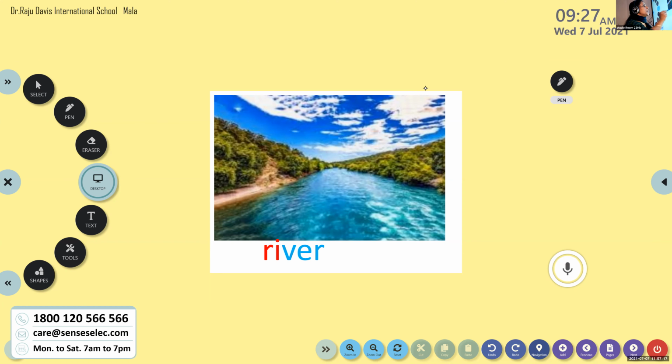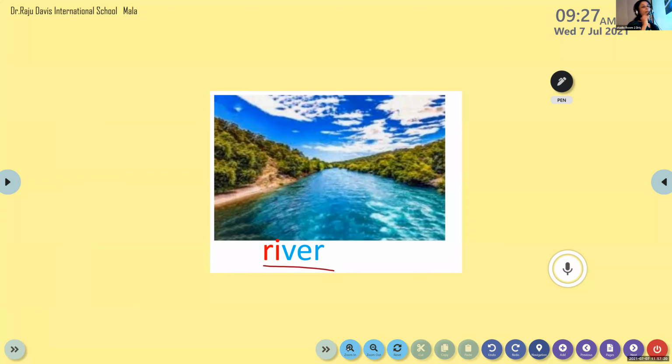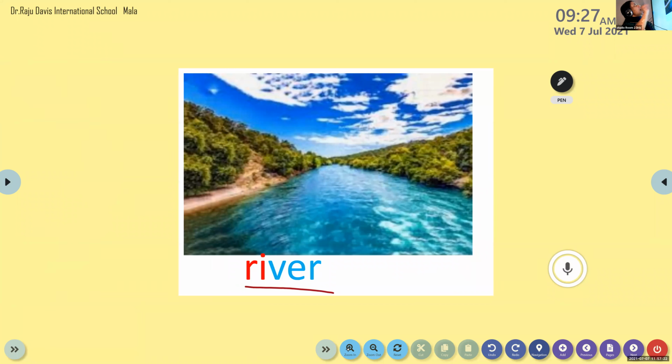Here is an example for you: river. First of all, we have to identify how many vowels there are. In this word, there are two vowels. So how many syllables are there? There are two syllables. Is that clear to all of you? Let's give a rhythm to the word according to the syllables. Ri, ver. How many claps did I do? Ri, ver. So there are two syllables in this word.